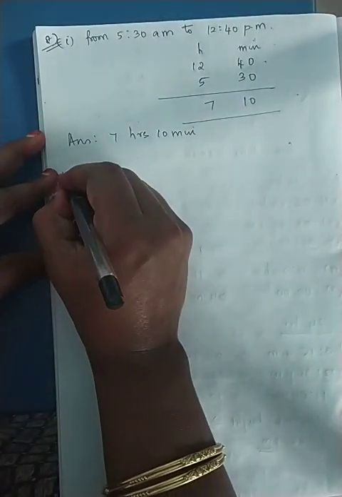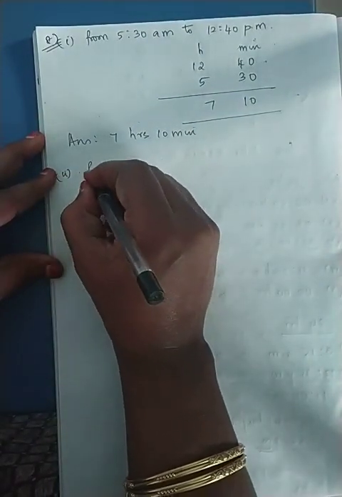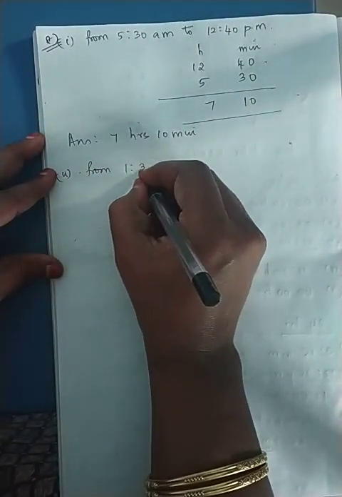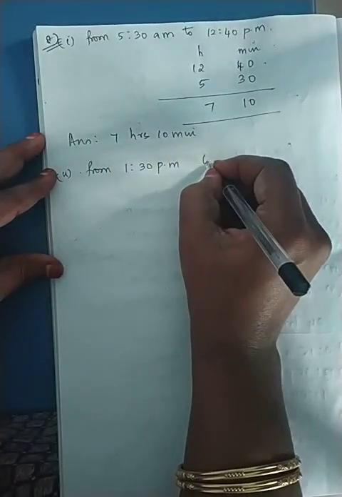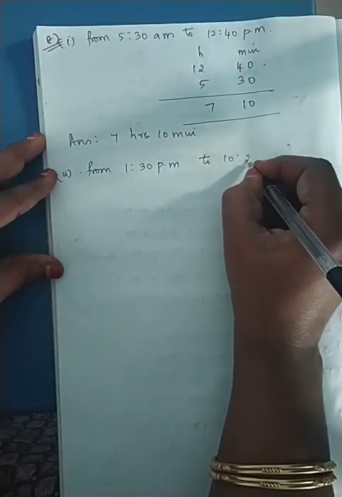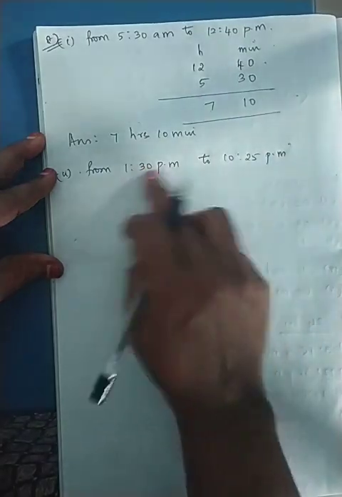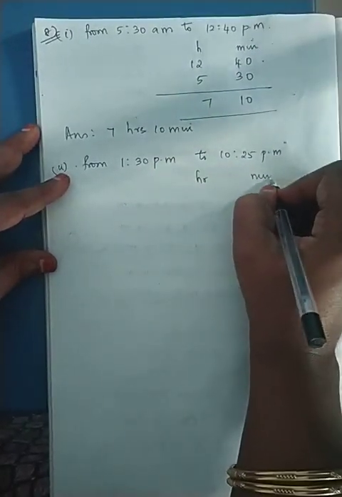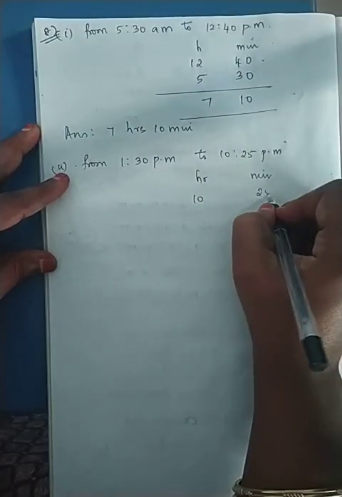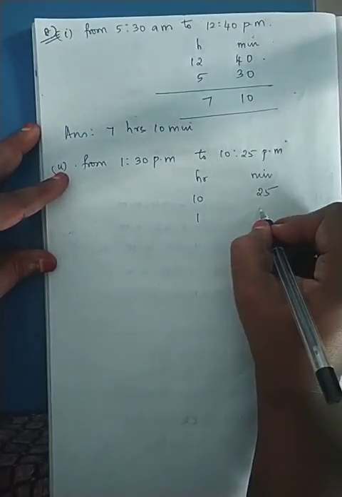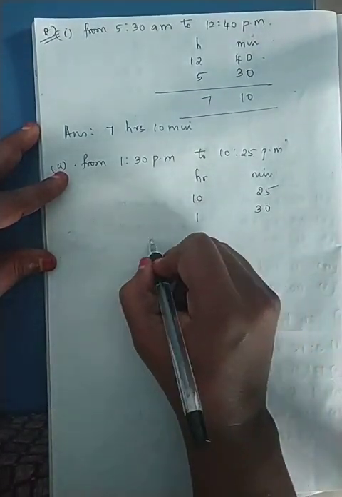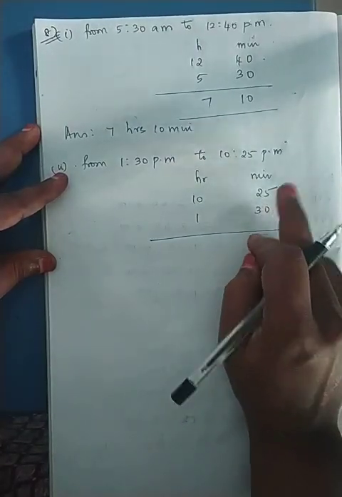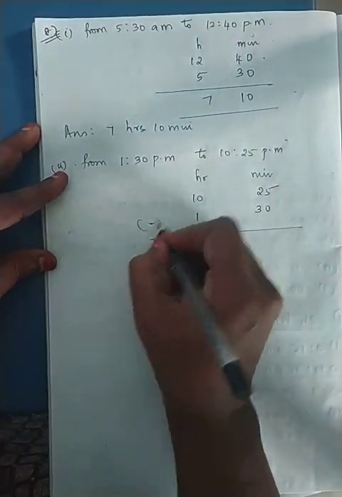Okay, coming to the second one, from 1:30 p.m. to 10:25 p.m. So these are both in the p.m. sections. So hours, minutes. So this is 10 hours 25 minutes. Here 1 hour 30 minutes. Now what will happen here? I cannot subtract 30 from 25. So what will I have to do?